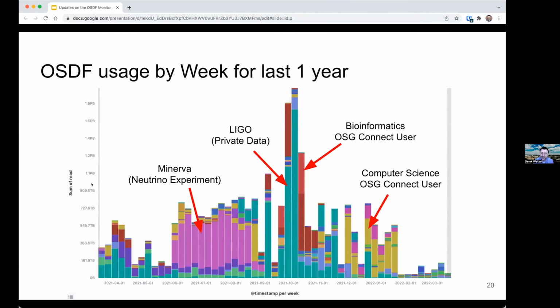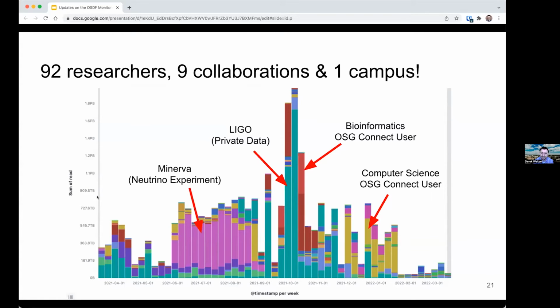This is the usage by week for the last one year. This is a bar graph of all the different users. So previously in the year, Minerva was using it quite a bit, and then LIGO picked up right around last October. And then more recently, a Bioinformatics OSG Connect user and a Computer Science OSG Connect user were using the OSDF quite a bit. So in total, we had 92 researchers, 9 collaborations, and 1 campus that used the OSDF in the last year. And the 92 researchers are individual researchers, mostly from OSG Connect.